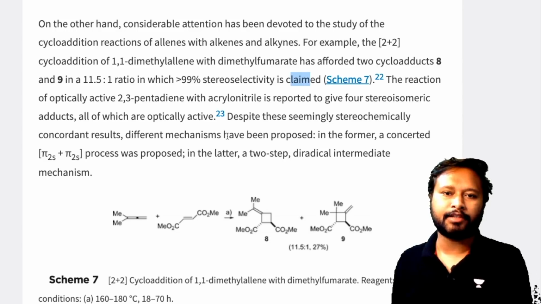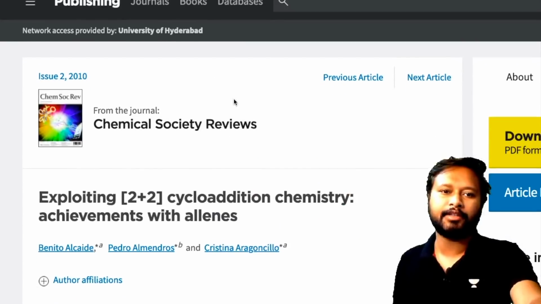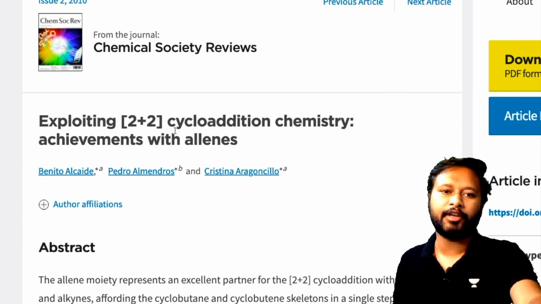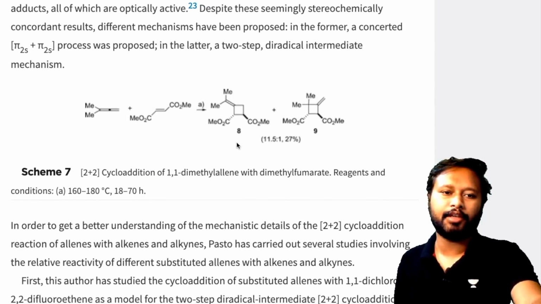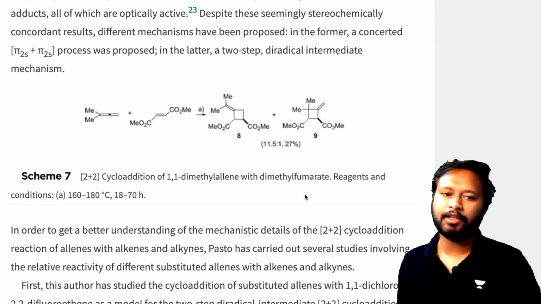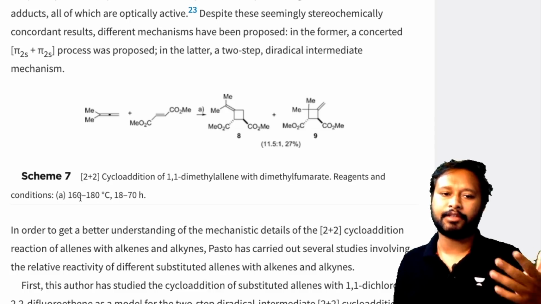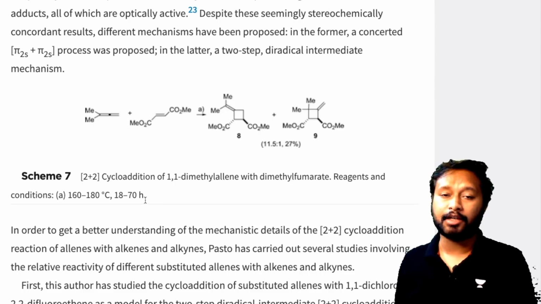But what you have to understand is that this whole thing is the research paper itself, titled exploiting 2+2 cycloaddition chemistry. The reaction is over here in scheme number 7, which is 2+2 cycloaddition of 1,1-dimethylallene with dimethyl fumarate. Reagents and conditions are given to you. The reagent is nothing but just temperature. Just heat is given, 160 to 180 degrees Celsius. Time is around 18 to 70 hours.